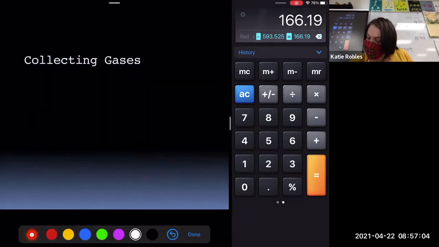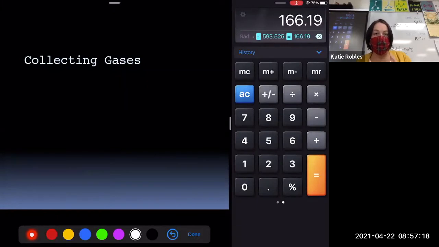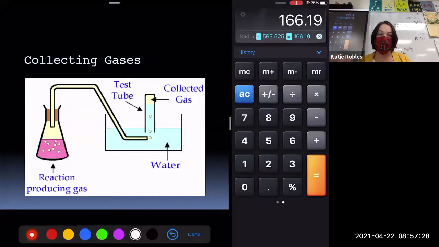So today we're going to talk about collecting gases. If you'll recall, we've done something before where we've taken baking soda and vinegar and we collected gas in a plastic bag and you tried to fill that plastic bag. But what instead would happen if I asked you the question, how much gas does this reaction make? What they do is they actually collect gas over water.